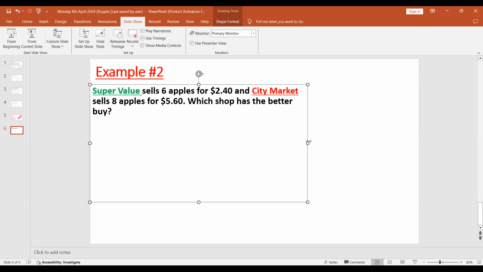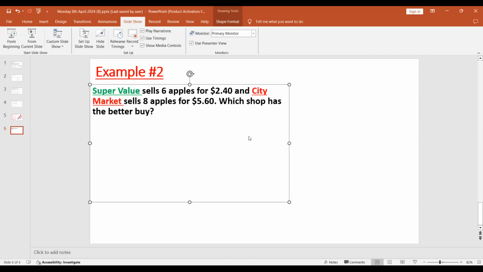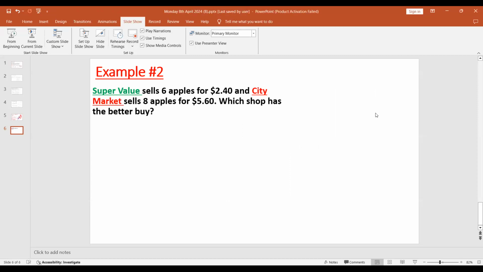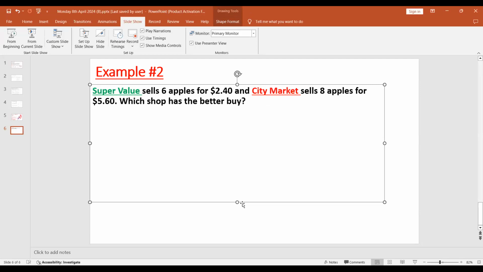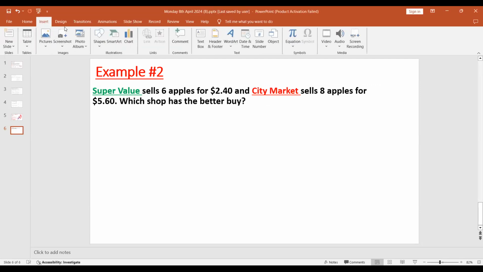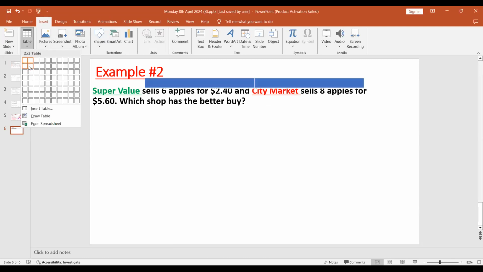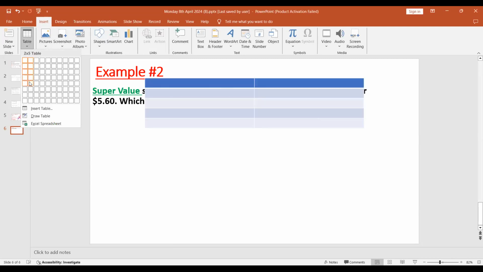Anyone else have an idea? Anyone else want to try? No? I agree with Super Value. You agree with Super Value? Yes. Well, how could we prove that? I add 40 cents for the apples, and then I calculate 8 times 40, and I still get less than $5.60. Okay, interesting. So you did it like that.